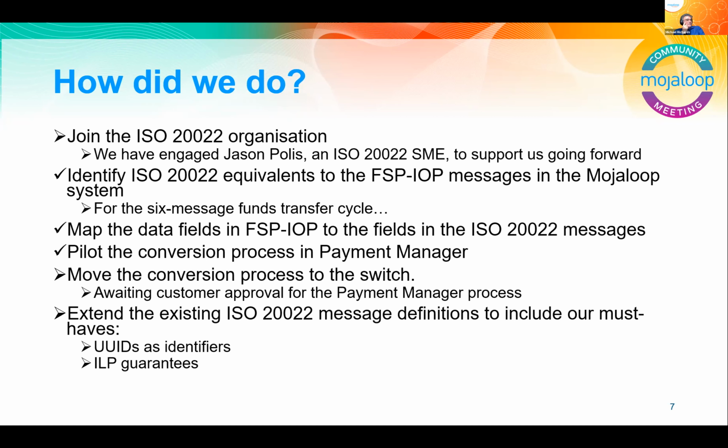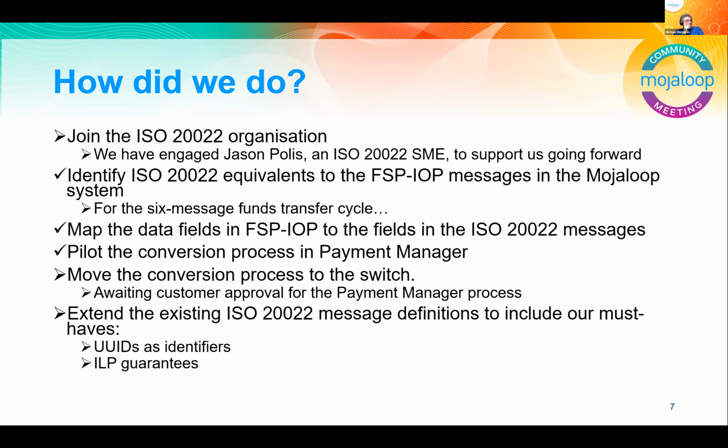Second, we've identified the ISO 20022 equivalents to our Mojaloop messages for the 6-message funds transfer cycle. That is discovery, agreement, and transfer. So we have equivalents for each of the messages in that cycle. And that seems to be a fairly robust identification.